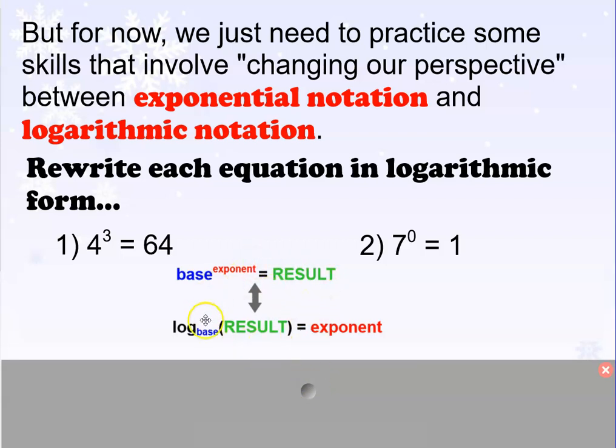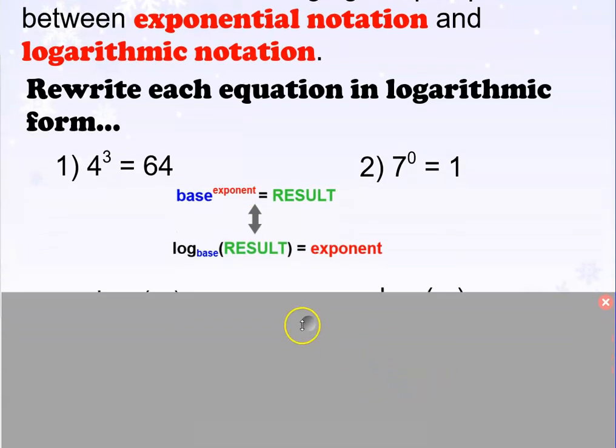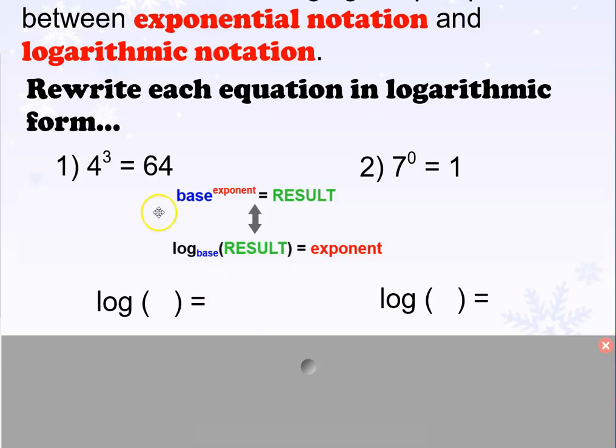And this right here is the whole key. Up at the top, I have exponential form. We have a number called the base, raised to a power called the exponent, and it gives us a result. And we want to be able to change that to logarithmic form. And logarithmic form is called the logarithm of base. The base goes down here, of the result, gives us the exponent. So let's take a look and see how we would make this change.